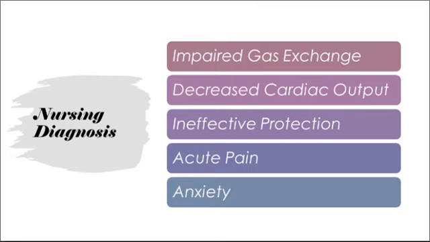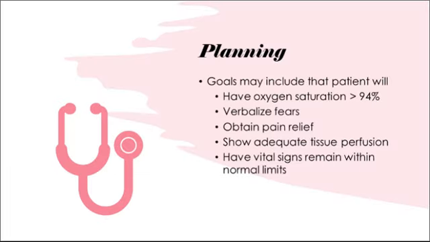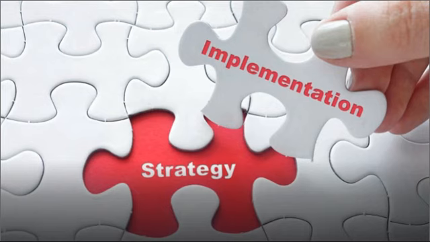Okay. So nursing diagnosis: impaired gas exchange, decreased cardiac output, ineffective protection, acute pain and anxiety. Your planning goals may include having O2 sat greater than 94, verbalize fears, obtain pain relief, show adequate tissue perfusion, have vital signs remain within normal limits. So you want to implement a plan to meet those goals.